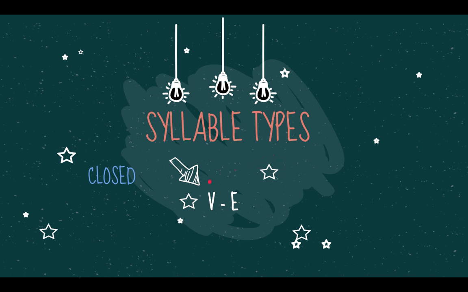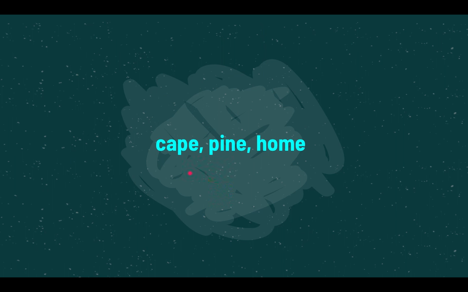The second syllable type we're going to review is the vowel consonant E type. In this syllable, there's a vowel, then there's a consonant, and then there's an E at the end of the word. The first vowel makes a long sound, and the E at the end is silent. It doesn't make a sound. Examples of vowel consonant E words are cape, pine, and home. We mark these syllables with a V-E.